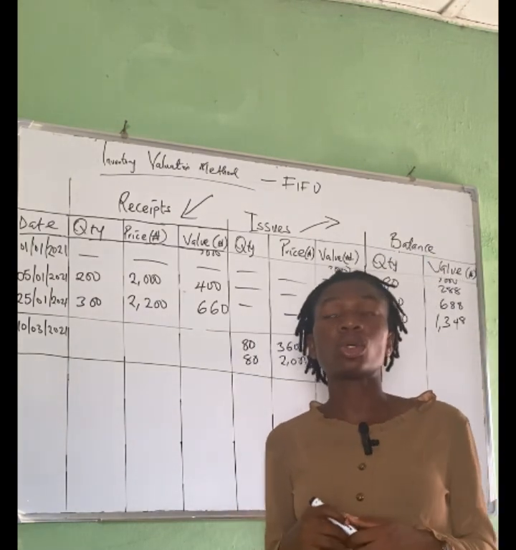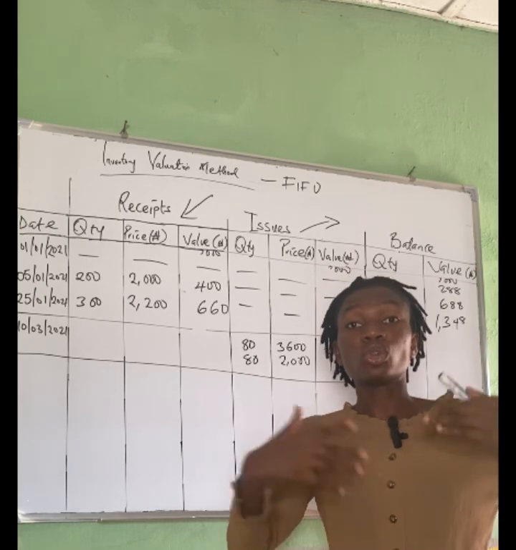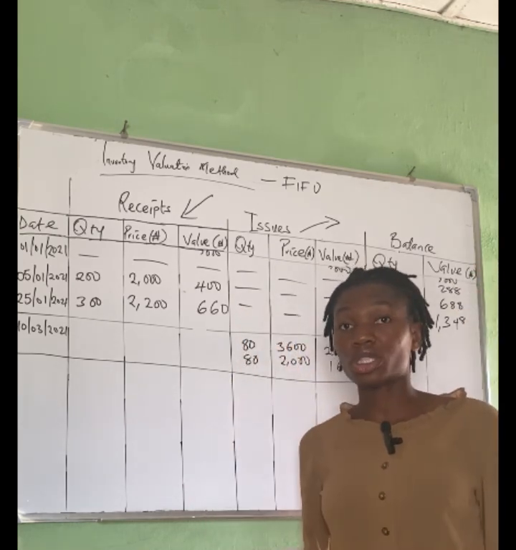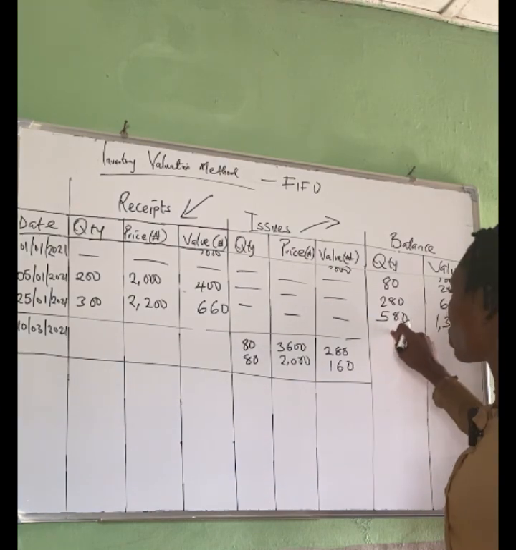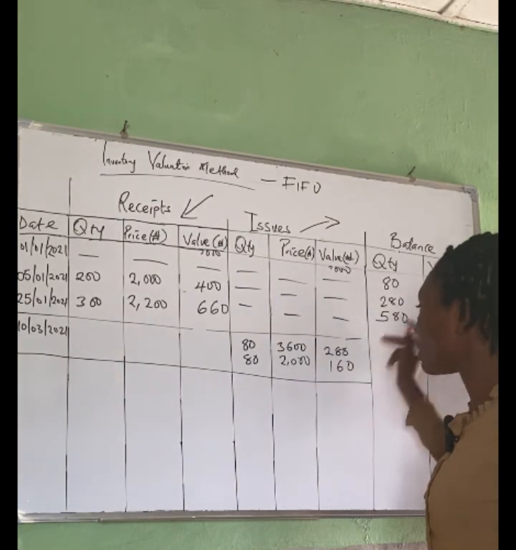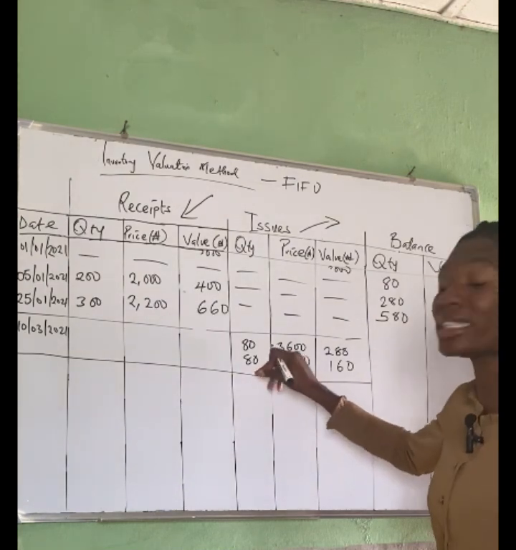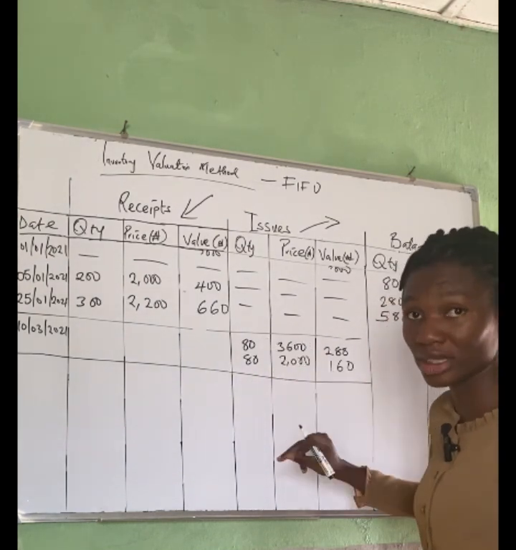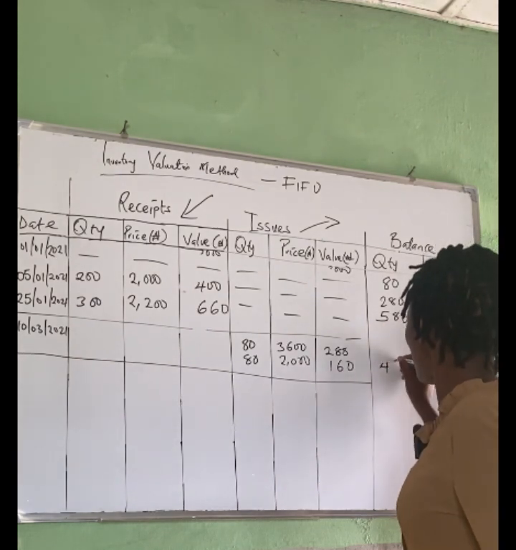If we made an issue, then it means that our balance should be reducing, right? Whenever goods go out, the balance reduces, okay? So we are going to be deducting. This is our previous balance. So to get our current balance, we are subtracting 160, a total of 80 plus 80, 160 units, okay? We are subtracting 160, and that will be giving us 420.